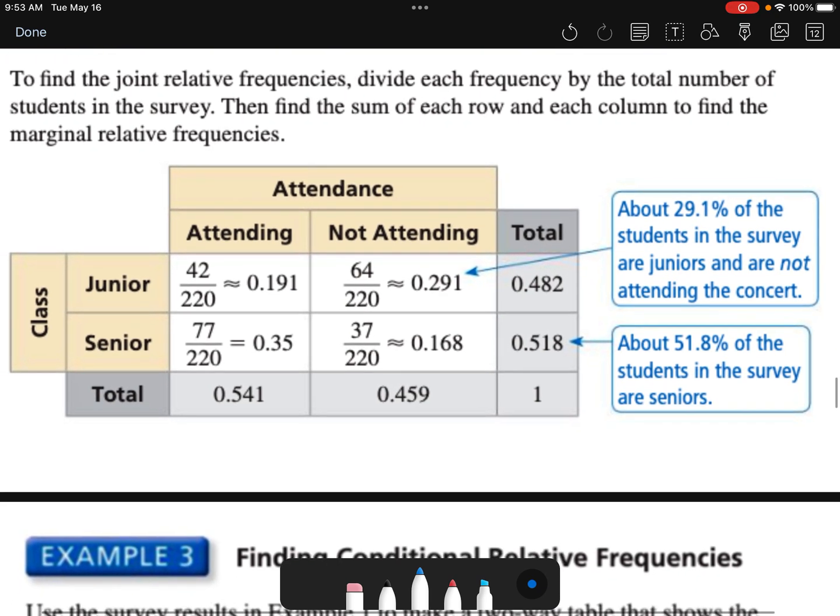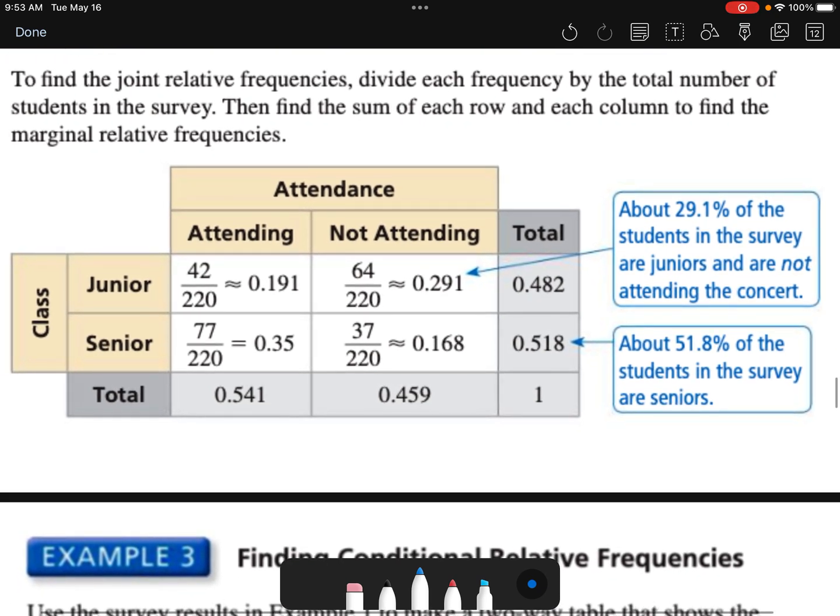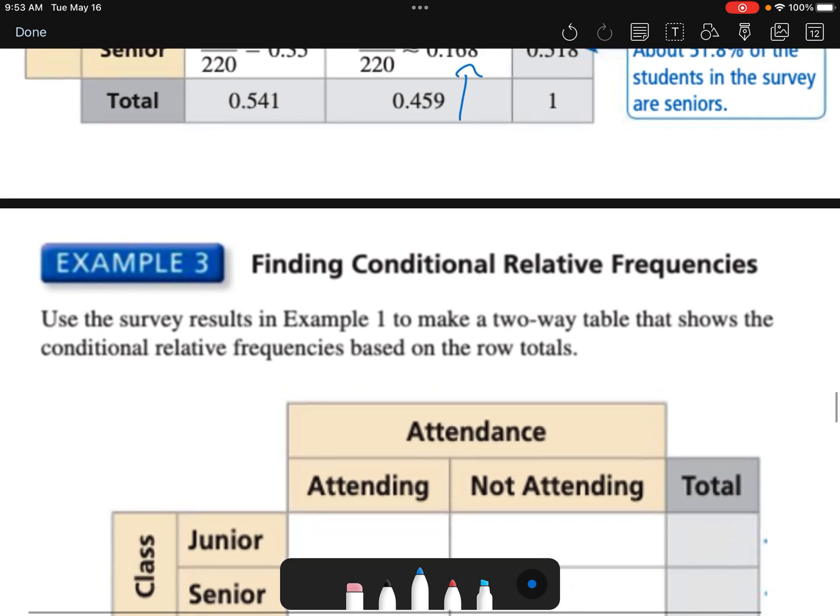And there they are. Okay, so for instance, about 29.1% of the students in the survey are juniors and are not attending. 16.8% are seniors not attending. 51.8% of the students surveyed are seniors. So that's how we can read this table.